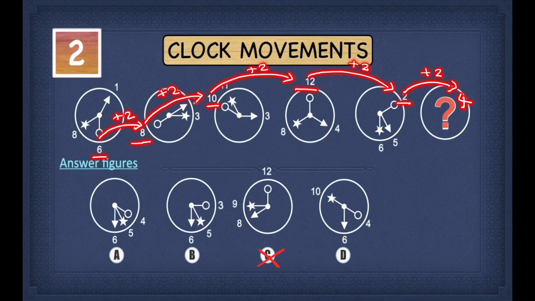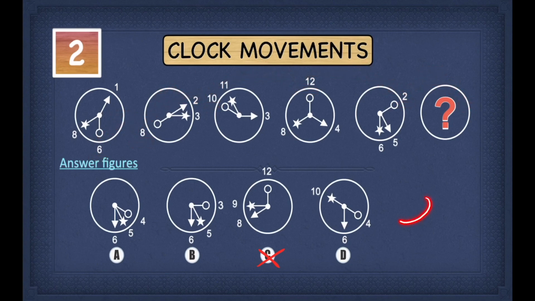So that means if we find an option in which the circle is not pointing towards 4, then we cross the option off. In A, the circle is pointing towards 4. In B, it is pointing towards 3. And therefore, we can cross B out. In D, the circle is pointing towards 4 once again. So D and A are fine since the circle is pointing towards 4.